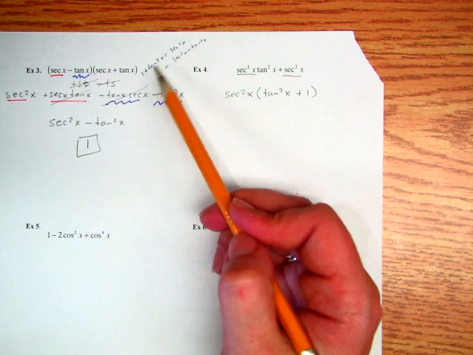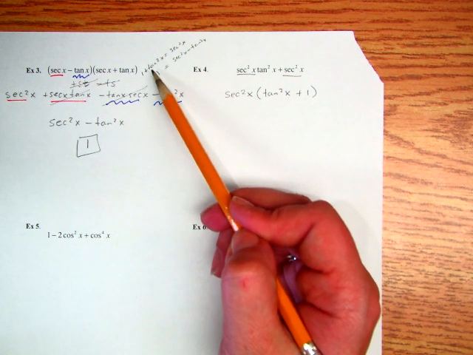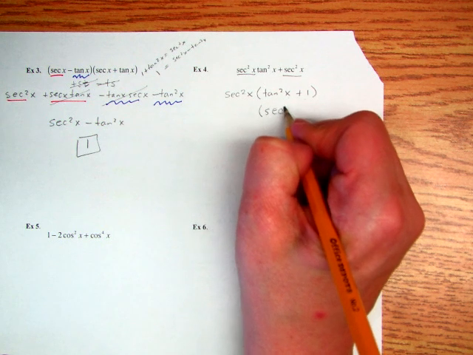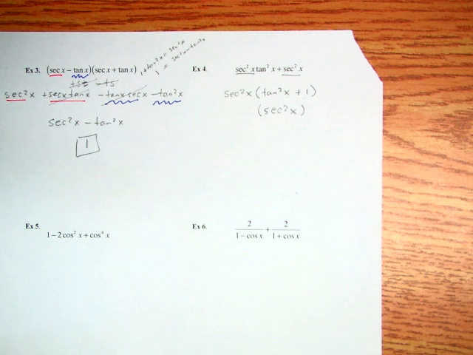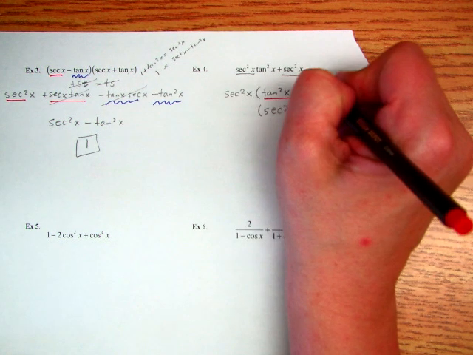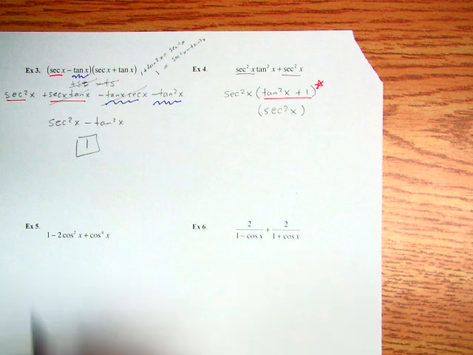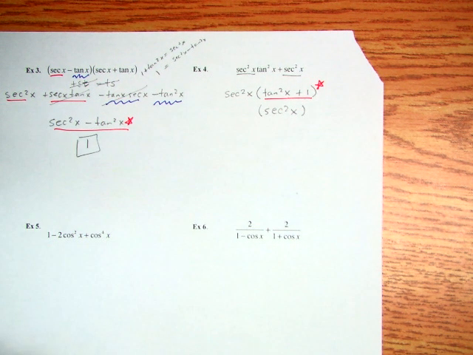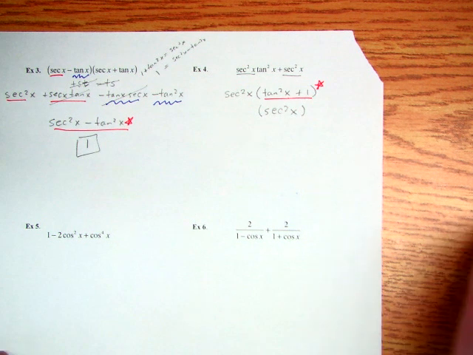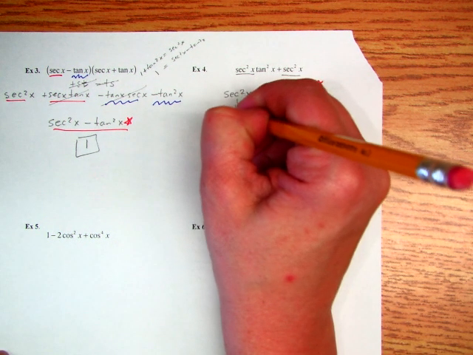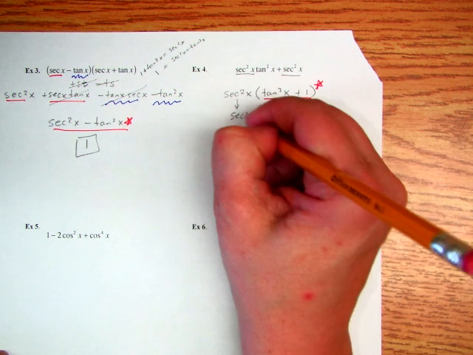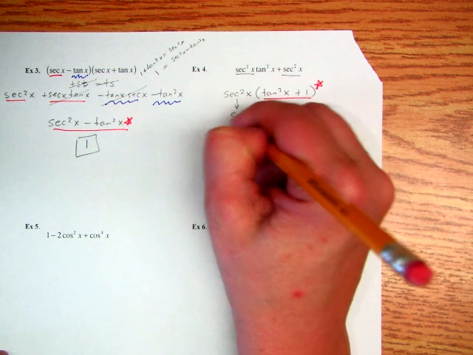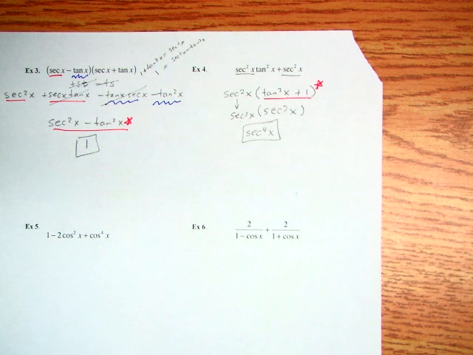We just showed in the last problem 1 plus tangent squared x was equal to secant squared x. So I can put that in here as a substitution. This was a Pythagorean identity that became 1. Bring down this secant squared x and multiply secant squared times secant squared is secant to the 4th x. And I'm done.